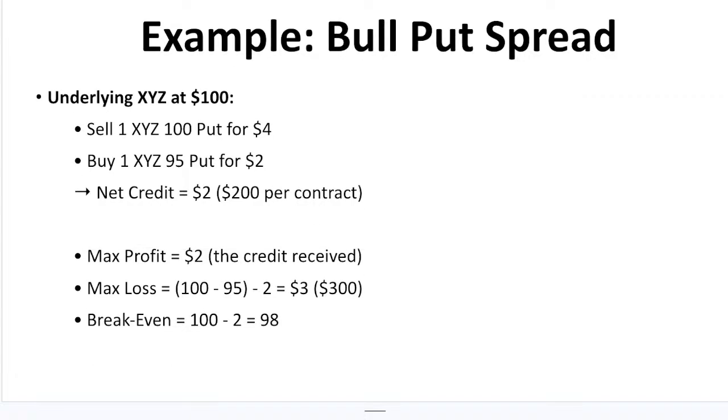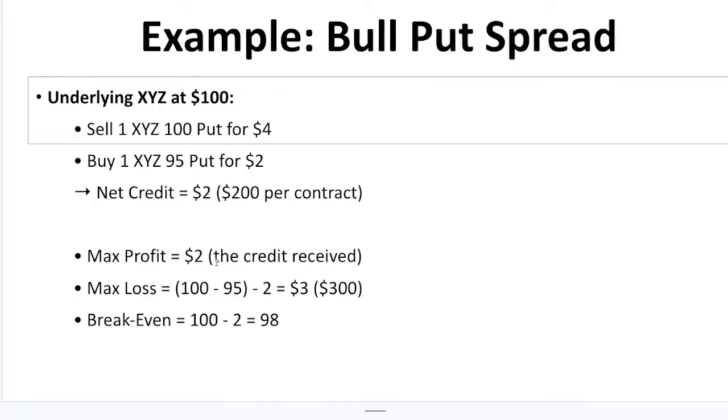Okay, so bull put spread. With underlying XYZ at $100, you sell the $100 put for $4, and you buy the $95 put for $2. So you net credit $2. Maximum profit is $2, the credit received. Maximum loss is $5: $100 minus 95 is $5, minus 2, which is $3. It's simple math. So the break even point is $100 minus 2, which is 98. Anything below 98, you start to incur losses.